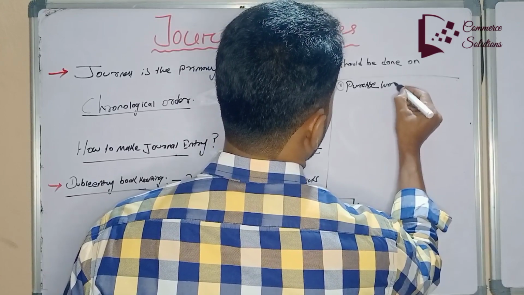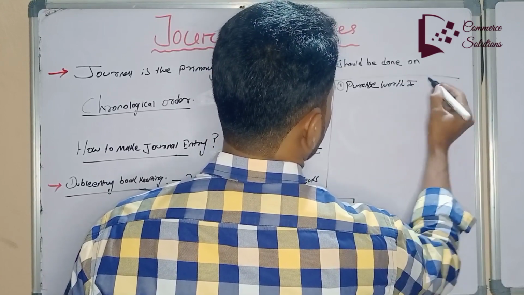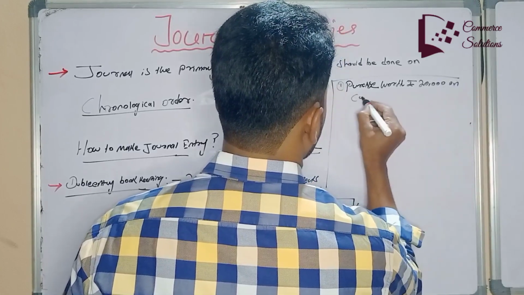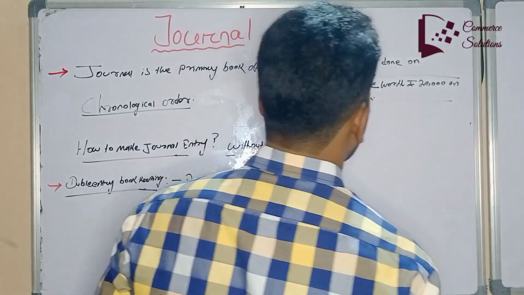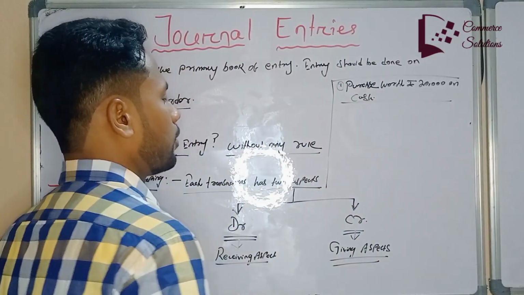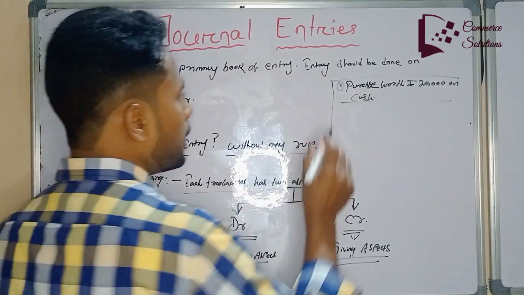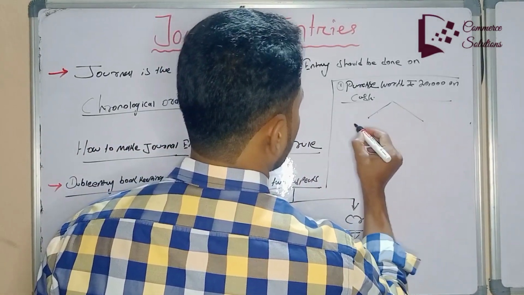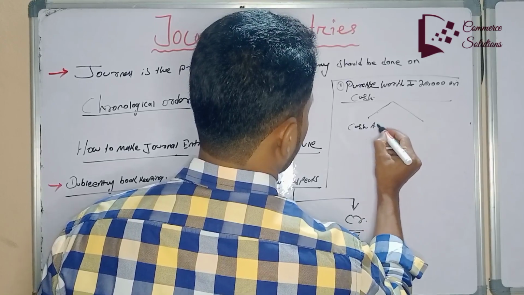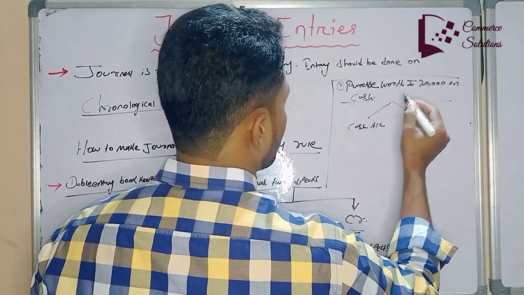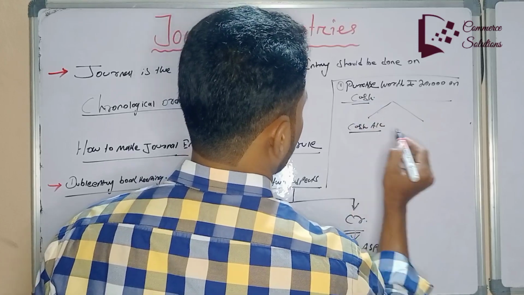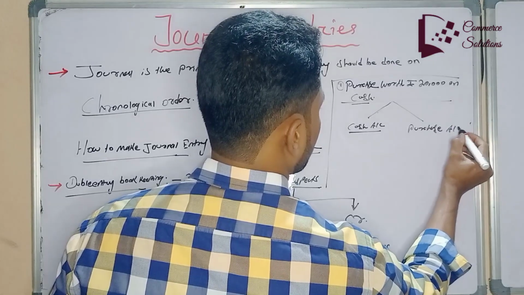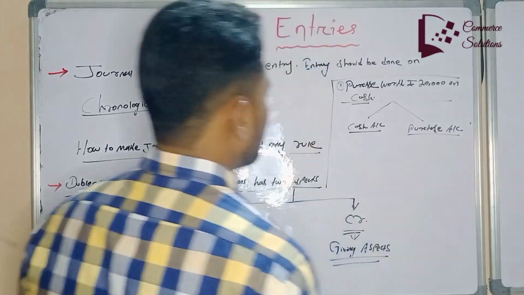Purchase for rupees 20,000 on cash. So first, each transaction has two aspects. Here also there are two aspects. One is the cash account, because we purchase in exchange of cash. One account is the cash account, another account is the purchase account.